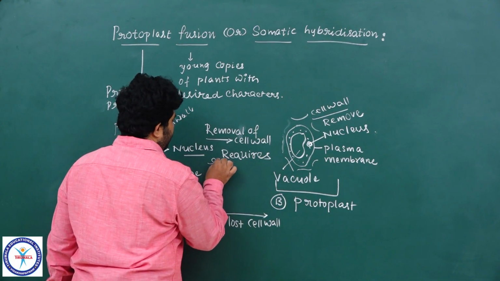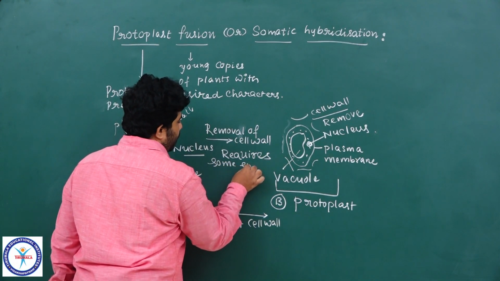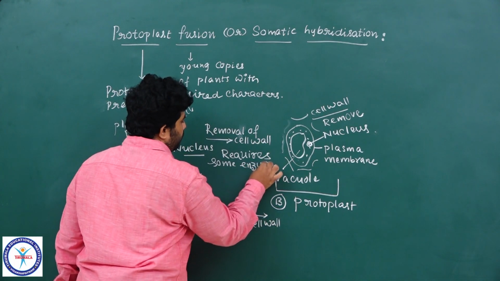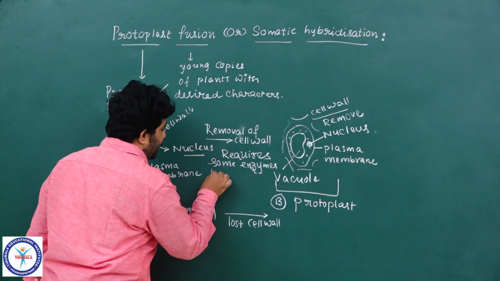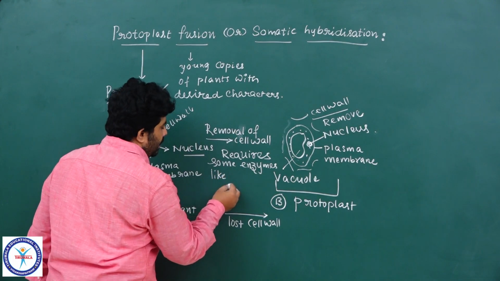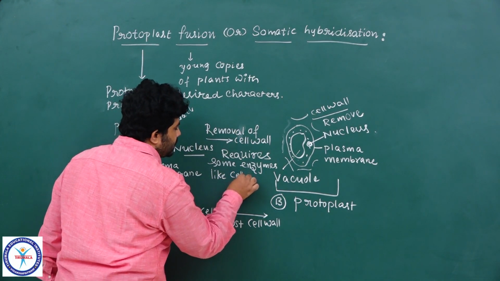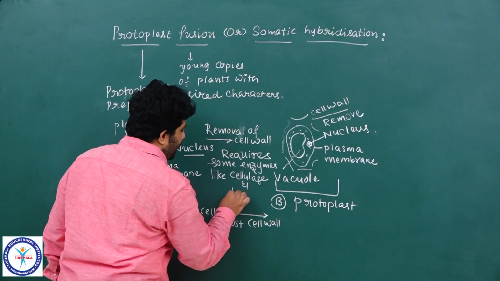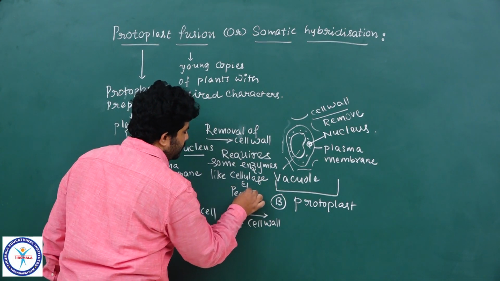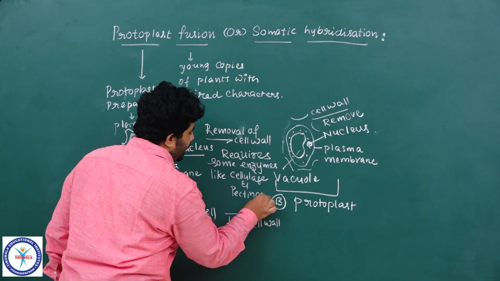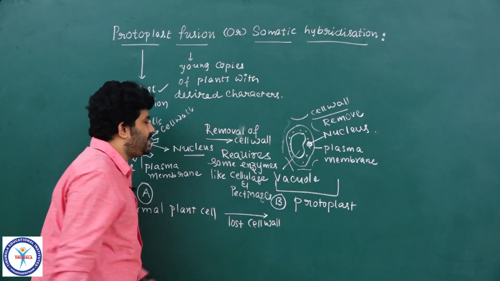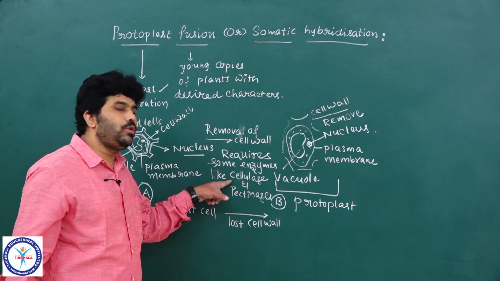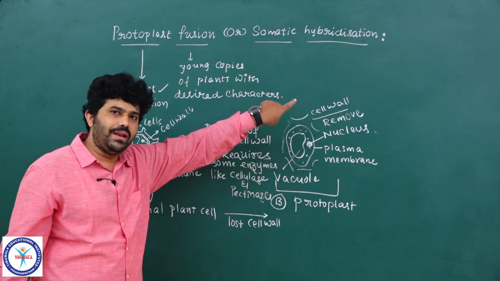Requires some enzymes like cellulase and pectinases. Cellulase and pectinases. You know very well, yes students, the composition of cellulose is more in the cell wall. You know very well. Understood?